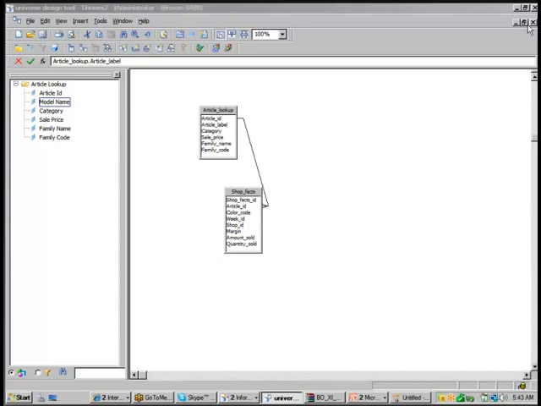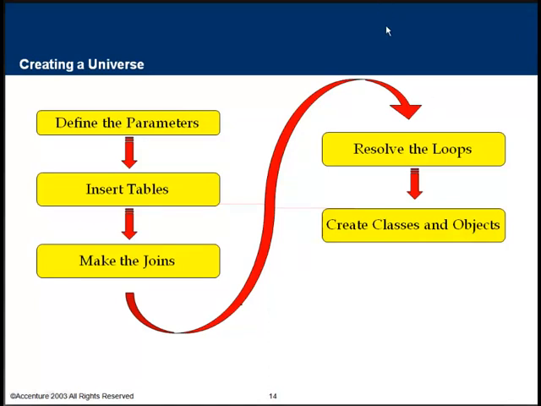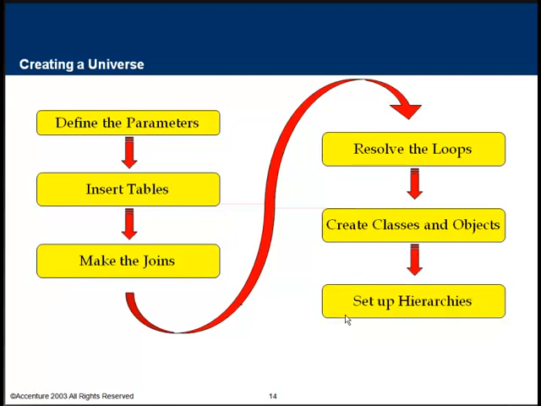That is what we call classes and objects. You need to define the classes and objects to follow the naming conventions. This is basically to follow the naming conventions. And the next option is called setup hierarchies.